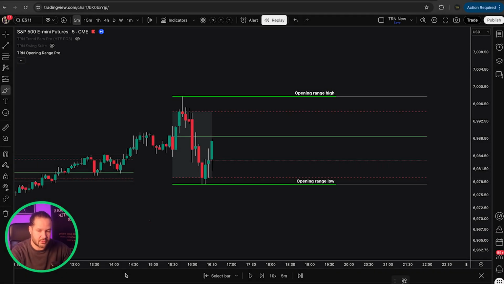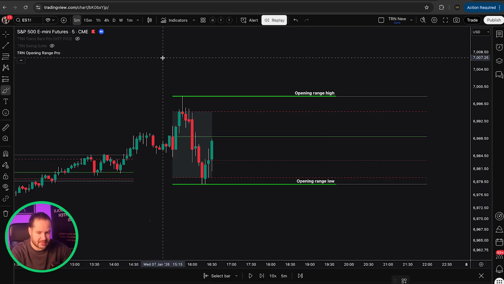So now let's continue with the first trading example. And in this example, we are on the ES 5-minute time frame right now. And we already have the opening range right here. The first hour of the New York session is just over. So we marked out the opening range high and also the opening range low.